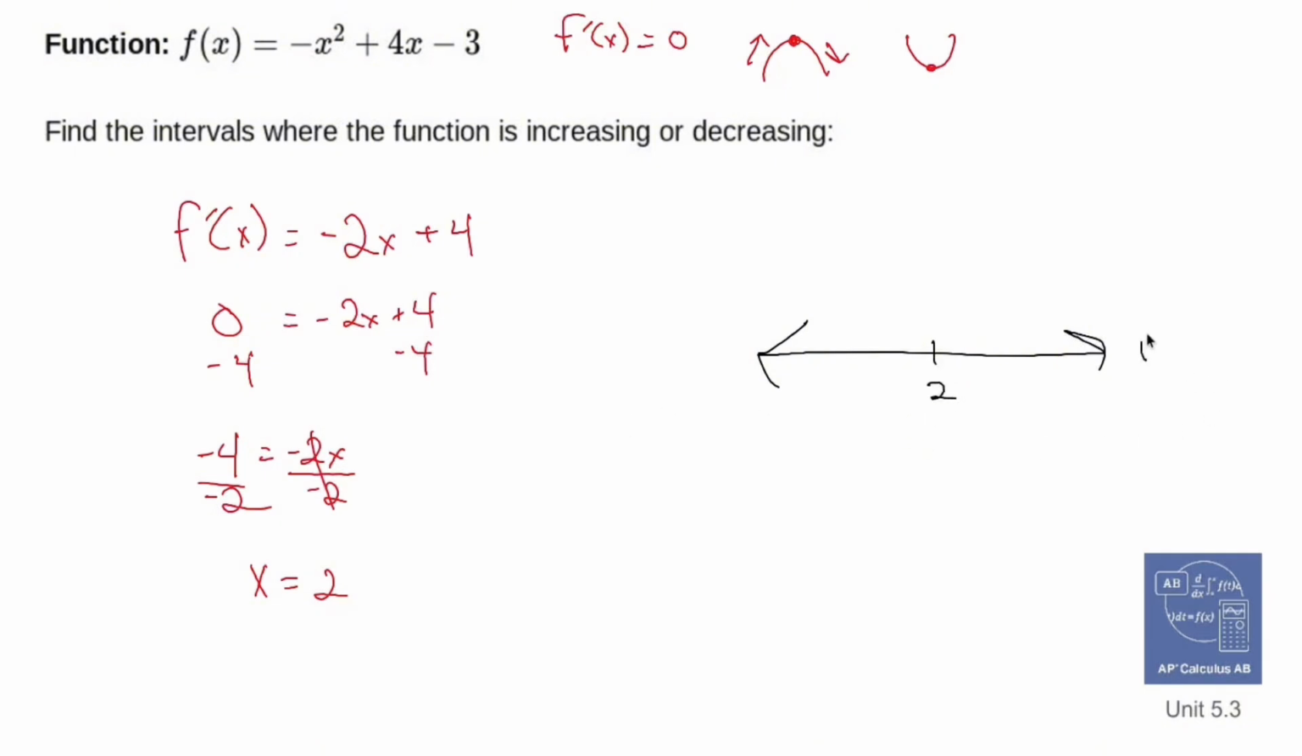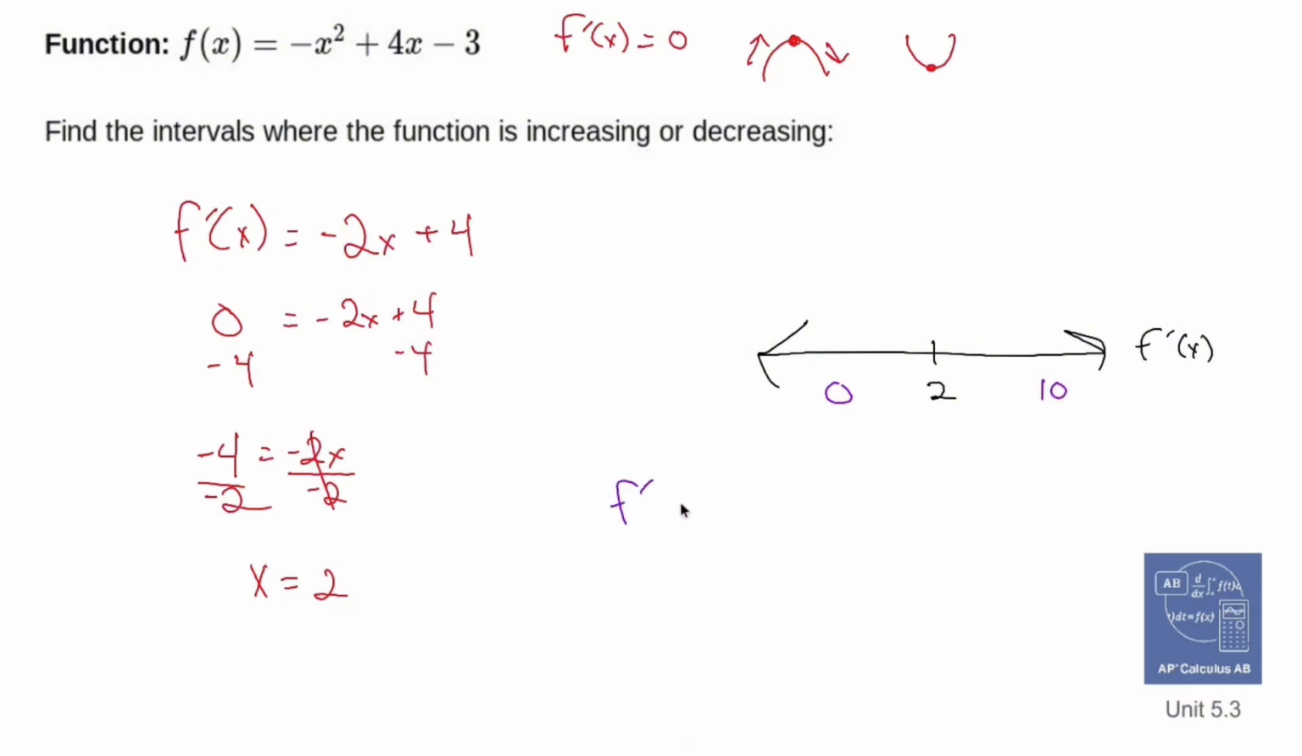So this is my f prime, okay? This is my derivative sign graph. What I need to do is pick values and plug them into the derivative to see if I get a positive or a negative slope. So I'll pick easy numbers like 0 and 10 and plug them in and see what happens.